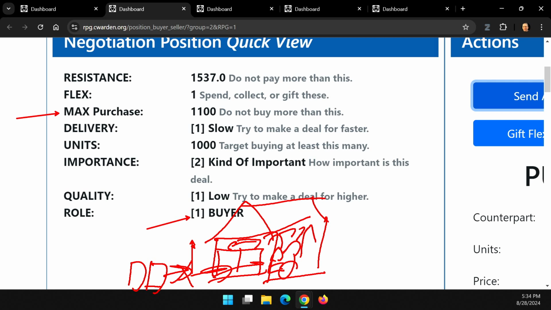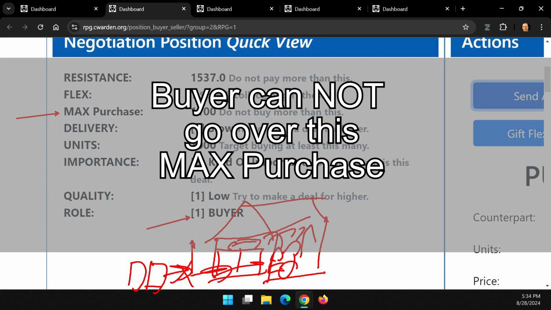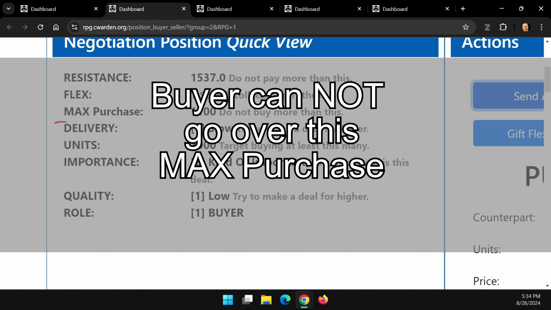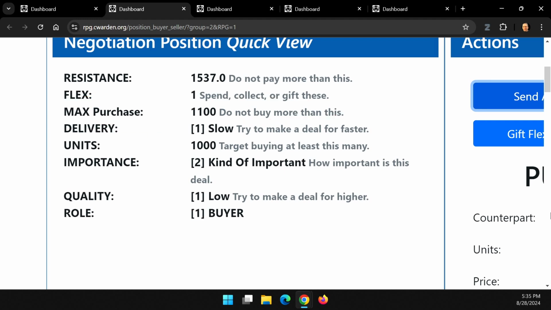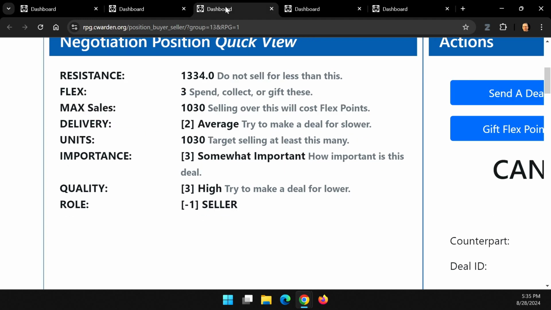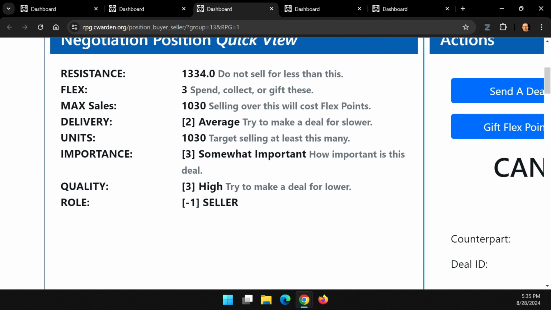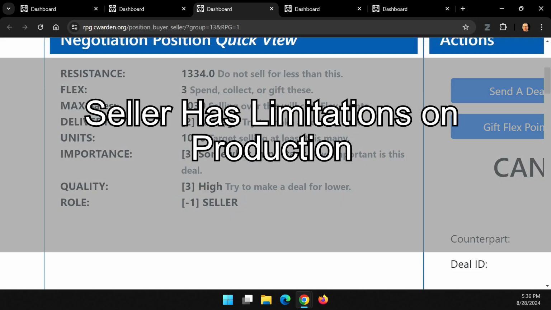So, the special case for the buyer, very special, you must remember it, is that you cannot go over this maximum. Never ever. If you do, game over, you lose. However, in the case of the seller, things are different. In the case of a seller, like this case here, we have our maximum sales. Now the maximum sales, in this case, is 1,030.